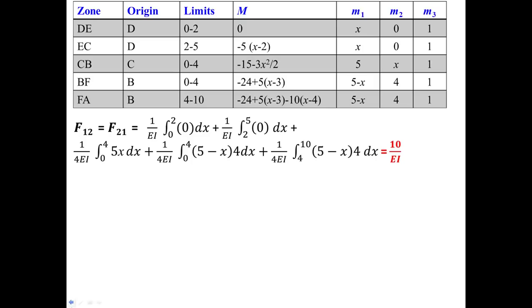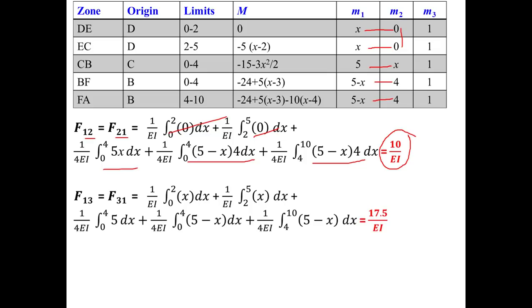Next F12 now. F12 which is also equal to F21. So it is equal to M1 into M2. So first zone it is 0. Second zone also 0 because M2 elements are 0. Now third zone 5 into x. Then fourth zone 5 minus x into 4. Fifth zone is 5 minus x into 4. So fourth and fifth zone 5 minus x into 4. So if you perform this 3 integration, final answer of this F12 or F21 equal to 10 upon EI.